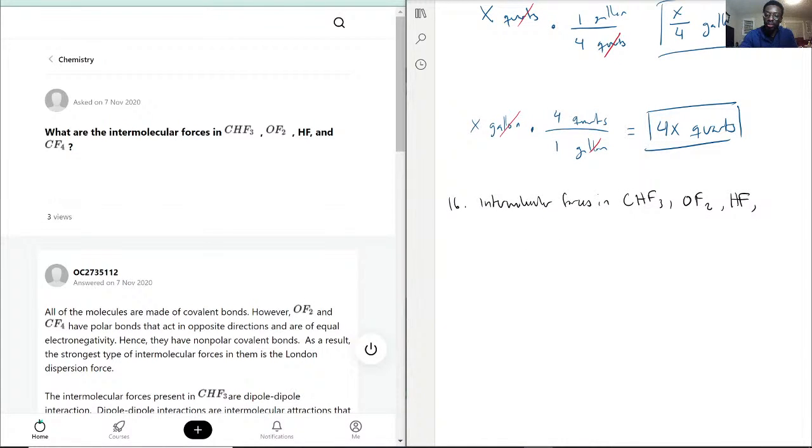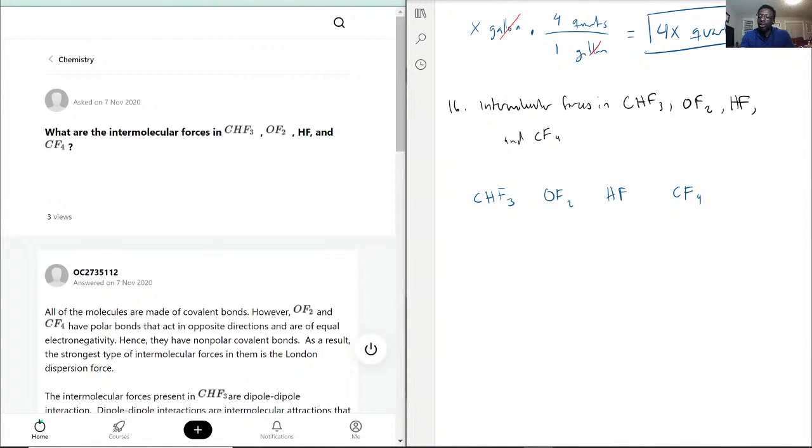I'm just going to rewrite it so we can space it out a little bit. CHF3, OF2, HF, and CF4.